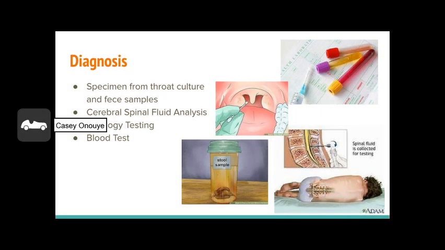There are many different ways and tests to determine whether a person has the poliovirus. Typically, a physician will order a specimen culture, and this is cultures from your throat or maybe stool samples that you have to give them in order for them to do the test to see if you have the virus. The next test would be the cerebrospinal fluid analysis. This is collecting the spinal fluid from a spinal tap, or maybe they will do serology testing or blood tests in order to determine if you have the poliovirus in your body.